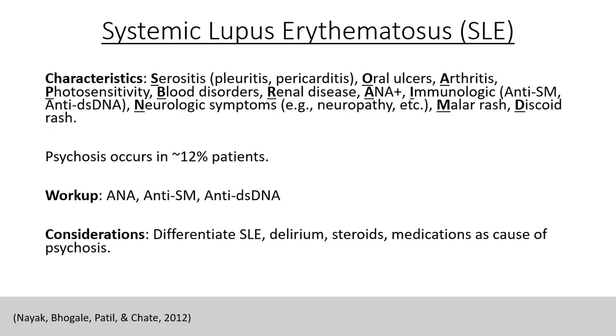Systemic lupus erythematosus is a multi-system disease that has several characteristics. I provided a mnemonic here that incorporates the diagnostic criteria of lupus. Psychosis occurs in about 12% of patients, and the workup includes an ANA, anti-smooth muscle, and anti-dsDNA. It's important to differentiate SLE, delirium, steroids, and medications as the cause of psychosis.